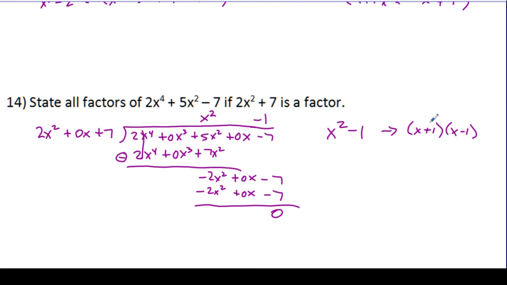So problem 14 asks for me to state all of the factors. So I'm going to state 2x squared plus 7. That was a factor. That was the one they gave me. And then I just found that x plus 1 and x minus 1 are also factors that came from the answer to the division problem. I took x squared minus 1 and I broke that down some more.